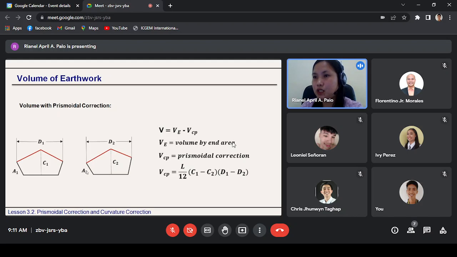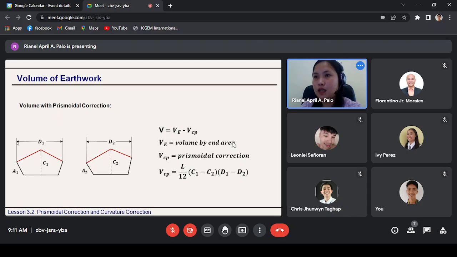Then C1, which is the vertical distance from the center line to the existing ground surface on station 1 or on the first station. Then C2 is the vertical distance on the second station from the center line to the existing ground surface.